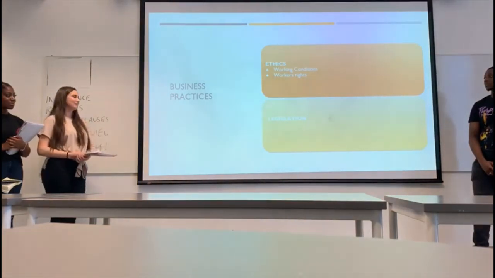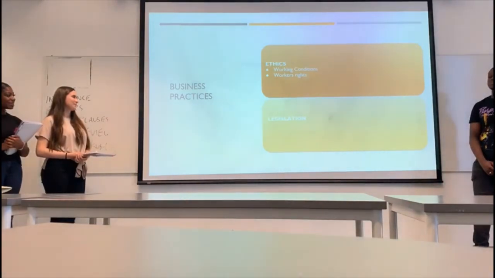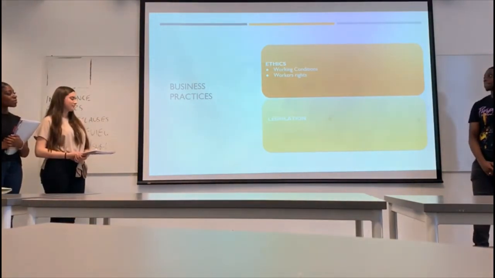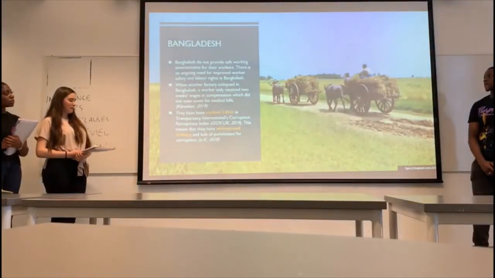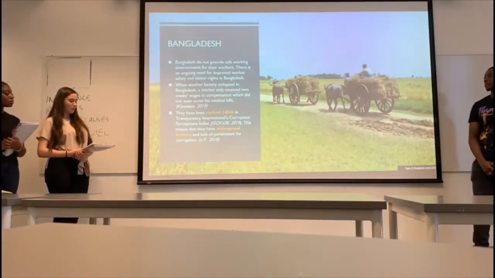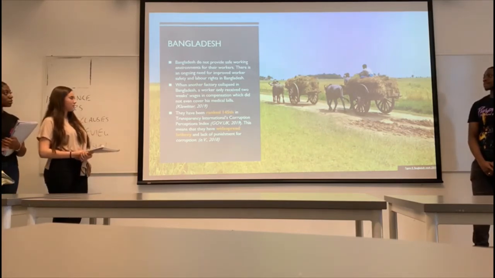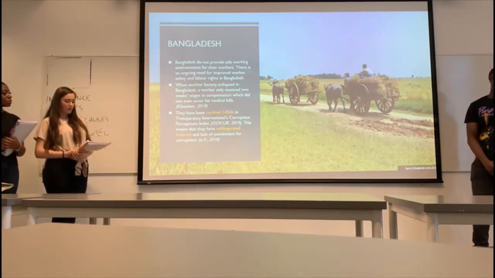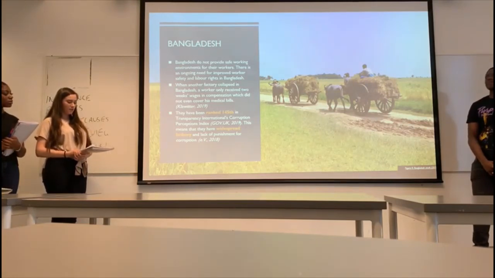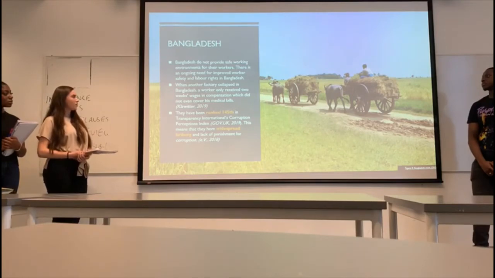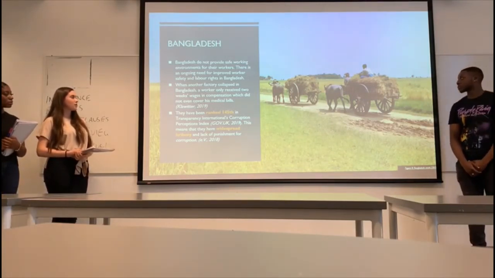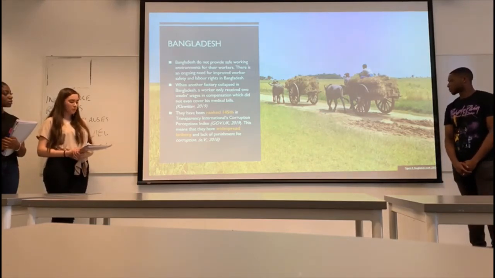Business practices. We're going to discuss working conditions, workers' rights, and legislation. In Bangladesh, they do not provide a safe working environment, and there is an ongoing need to improve workers' rights and safety. An example of a poor working environment is when the Rana Plaza collapsed in 2013, killing more than 1,000 workers. Another factory also collapsed in Bangladesh, and a worker only received 2 weeks' wages in compensation, which didn't even cover his medical bills.